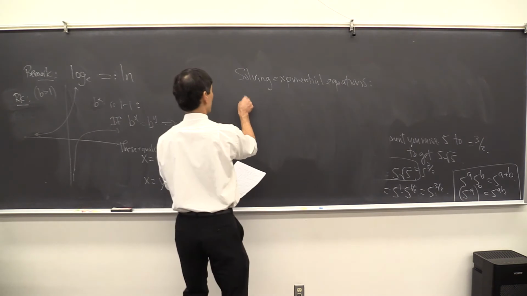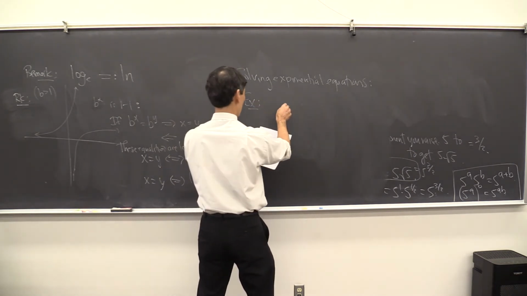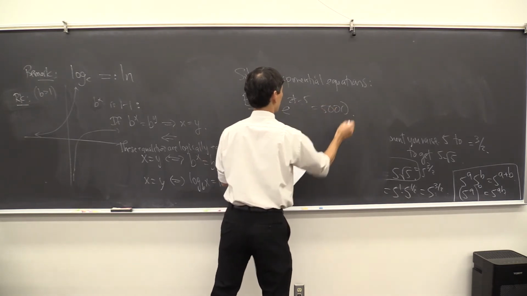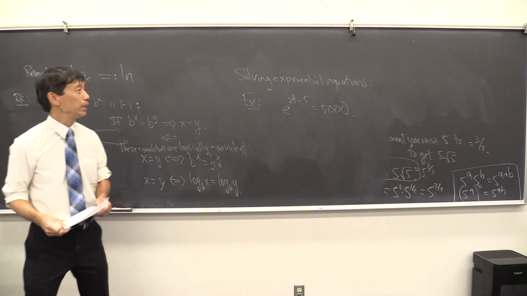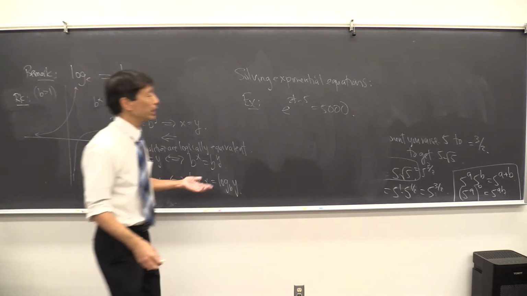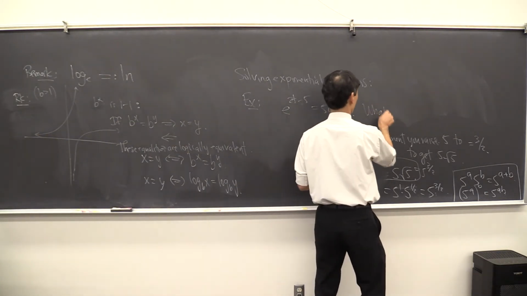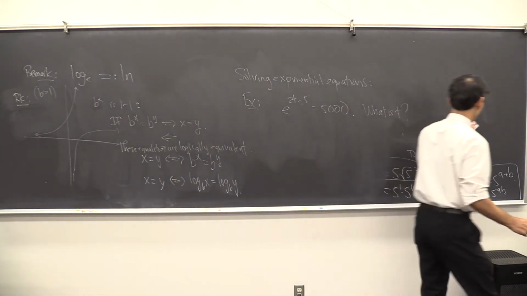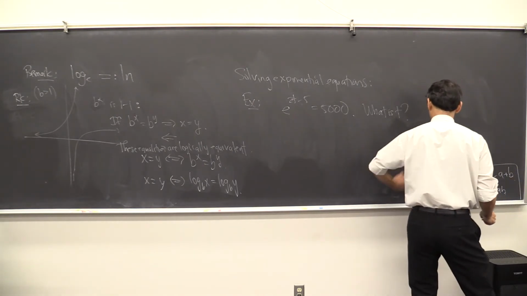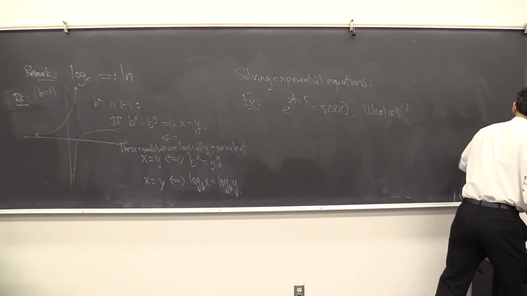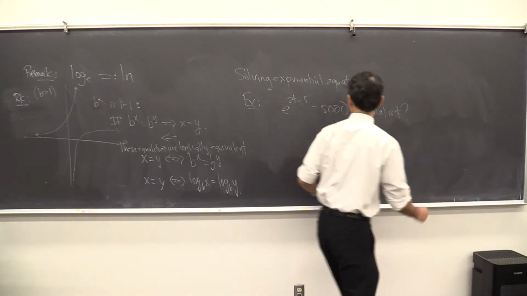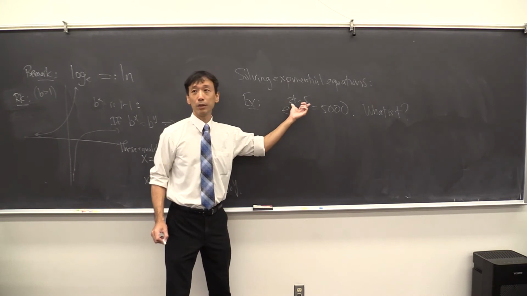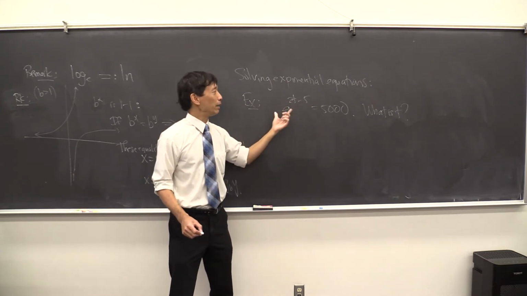So here's an example. Somebody says e to the 2t minus 5 equals 5,000. What is t? Now, this equation, the thing that you're looking for is in the exponent, right? How do you get it out of the exponent?